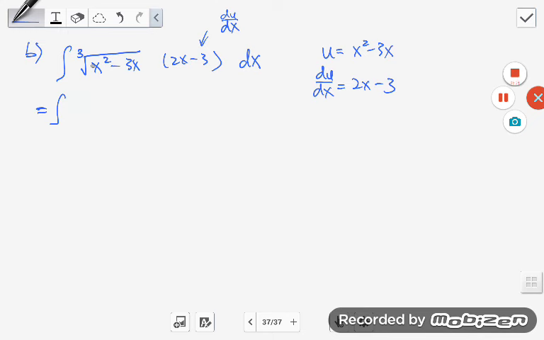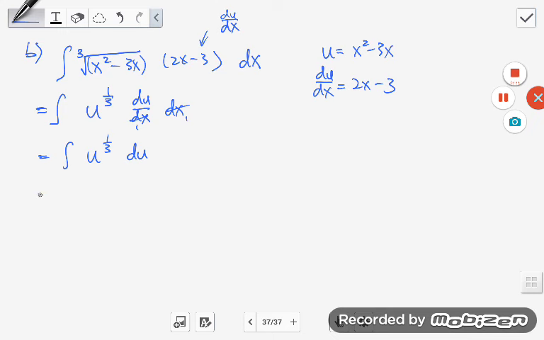Now this x squared minus 3x is my u now, right? So I have u. What's the cube root of u? That becomes u to the power 1 over 3. And this is du dx, and we have dx over here. Now this becomes u to the power of 1 over 3 du, right? The dx cuts out. Okay?